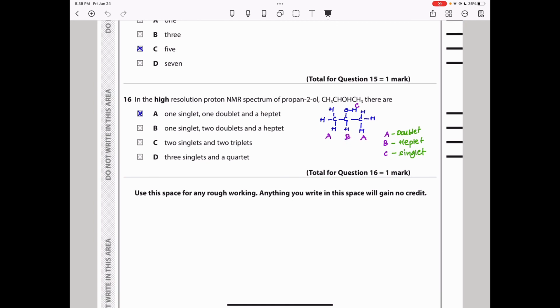That is a heptet. And this is not surrounded by any hydrogen, meaning it's going to be a singlet. Using the n+1 rule, 0 neighboring hydrogens plus 1 creates a 1, so it's going to be a singlet. The answer should be A: 1 singlet, 1 doublet, and a heptet. So for question 16, that is the answer, A.